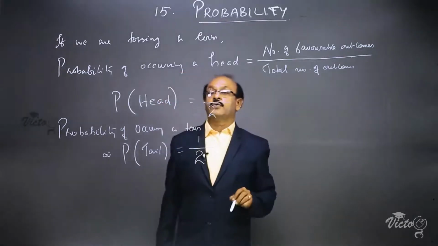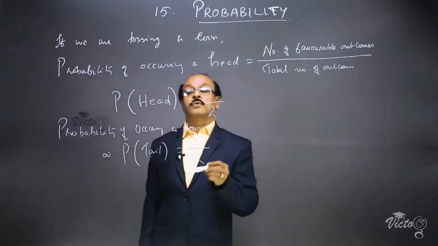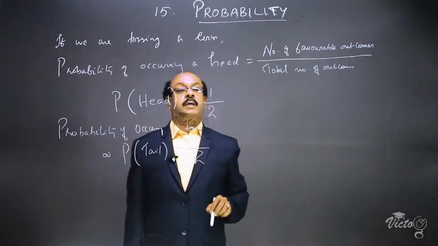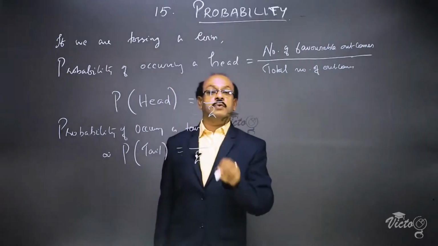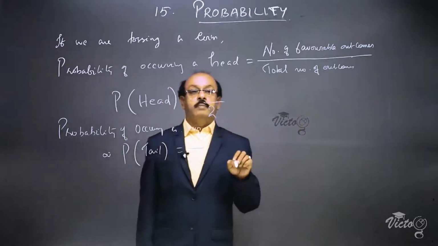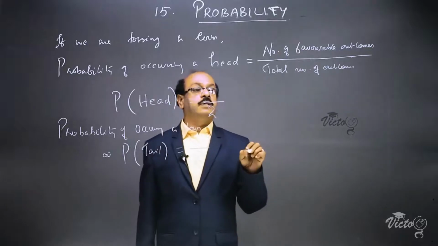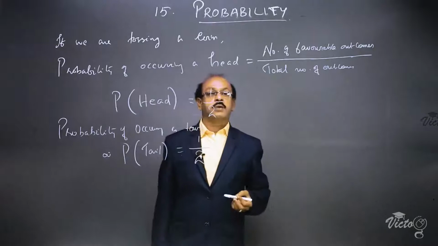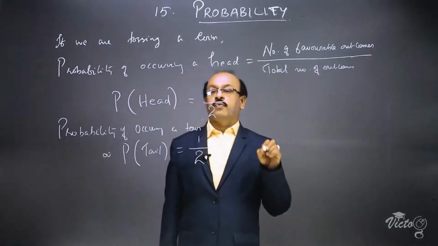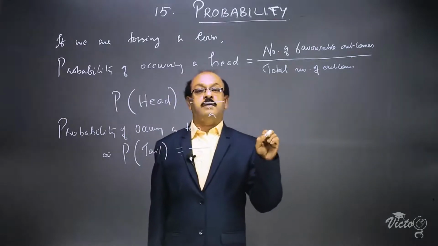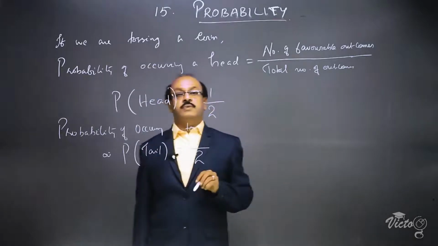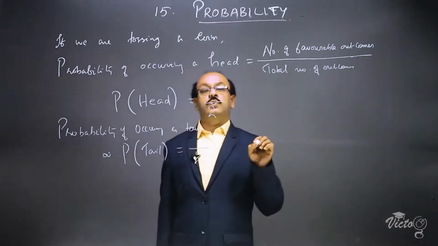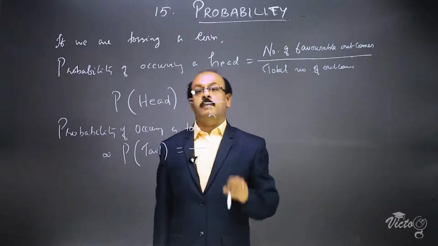The probability of occurring a head is 1 by 2 and the probability of occurring a tail is also 1 by 2. Here, the total probability is 1. 1 by 2 plus 1 by 2 is 1. In any case, the probability will not be greater than 1. Probability can be 0, but the probability of any event cannot be greater than 1. At the same time, probability cannot be a negative number. These two things we must remember when we are doing the problems.